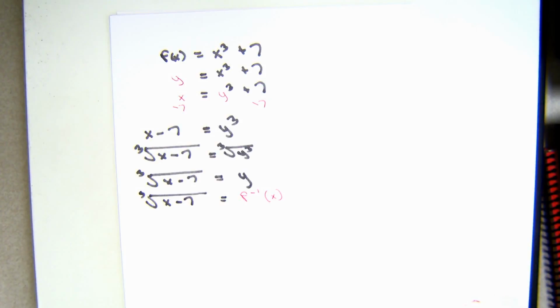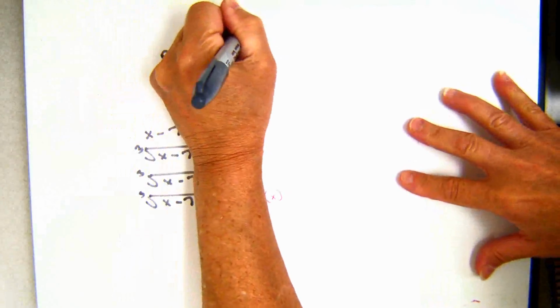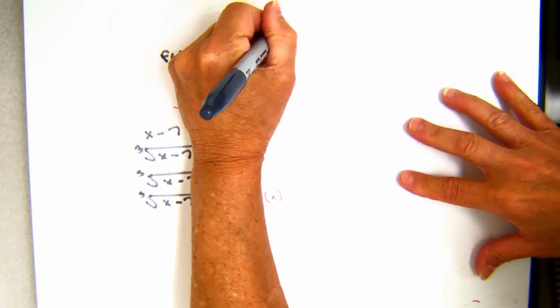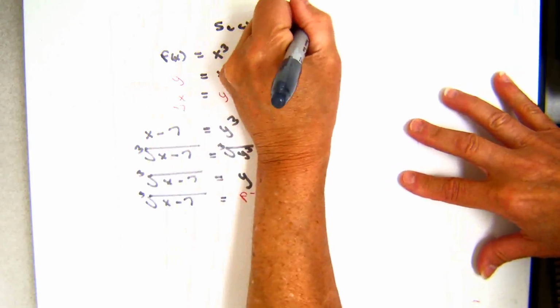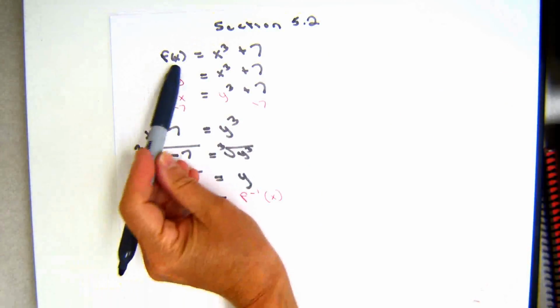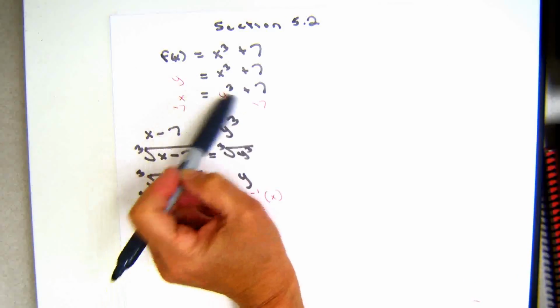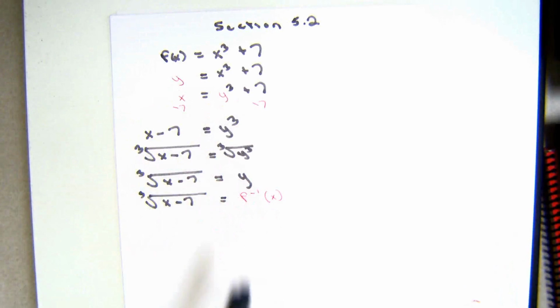So what did I do? I found the inverse algebraically, and this is in section 5.2. And notice the organization. So the first step is you replace f of x with y. And then you swap the x's and the y's. And then what you want to do is solve for y. And then at the very end, you replace y with f inverse of x. So that's how you find the inverse.